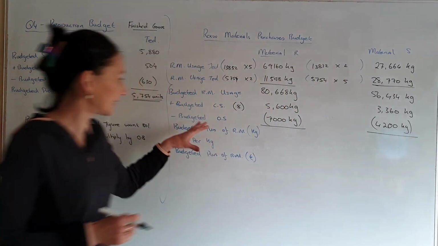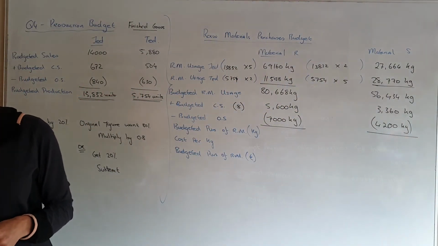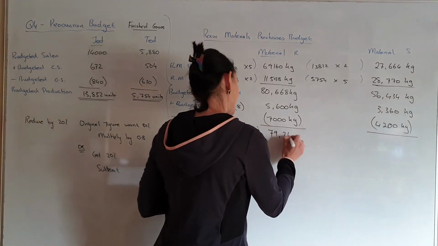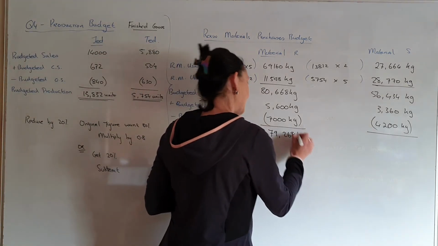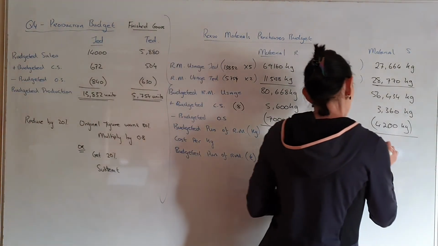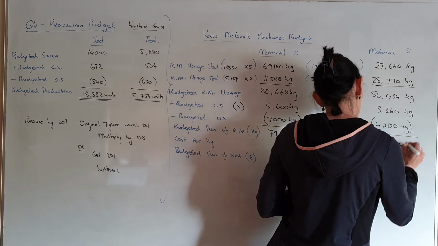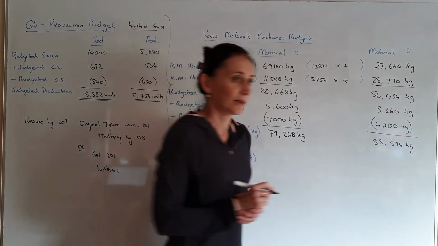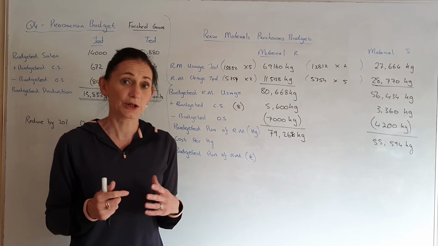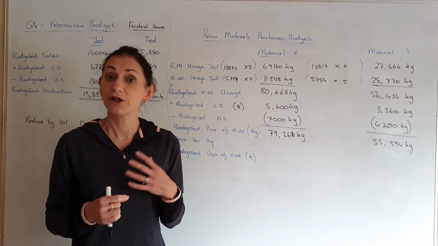Now again, this is how much kilograms of raw materials you're going to have to purchase. 79,268 kilograms. And for material S, you want to purchase 55,594 kilograms. Now, when we went through the other videos, I said for you, some of the budgets you only need quantity, some of the budgets you need euro.